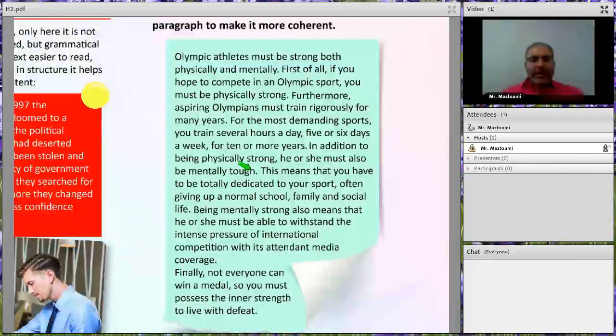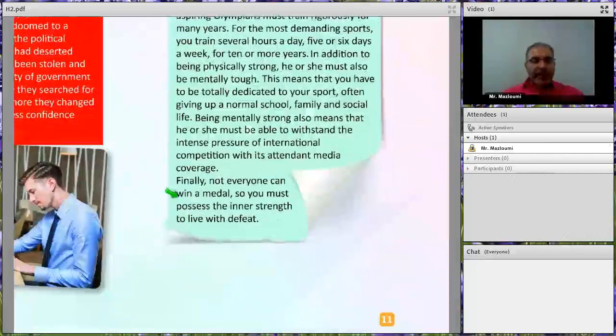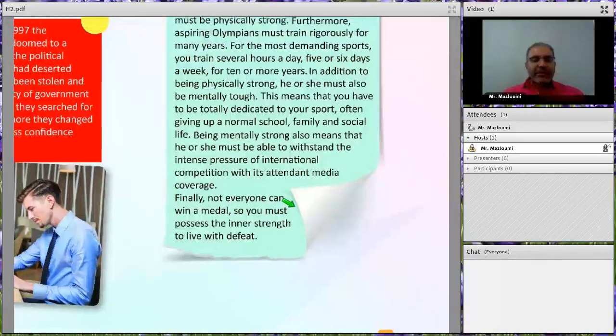This means that you have to be totally dedicated to your sport, often giving up a normal school, family, and social life. Being mentally strong also means that he or she must be able to withstand the intense pressure of international competition with its attendant media coverage. Finally, not everyone can win a medal, so you must possess the inner strength to live with defeat.